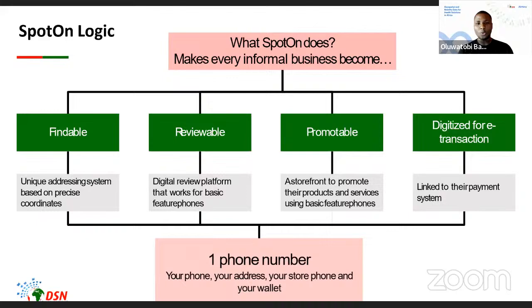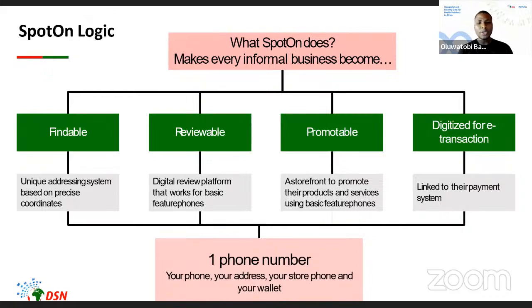Now, Spot On. What does Spot On do? Spot On is one of the products that we developed here in-house, so this is another place for you to put your hands together for what we're doing here at DSN. So what does Spot On do? Spot On creates a solution for every informal business: the vulcanizer on the road, the woman selling pepper. Do you understand? All those people, how can we bring data science to them? You understand?